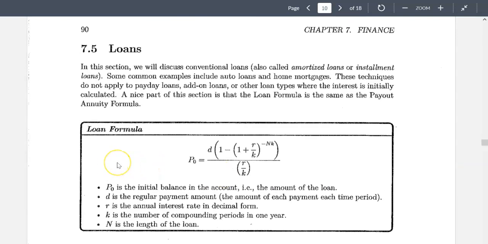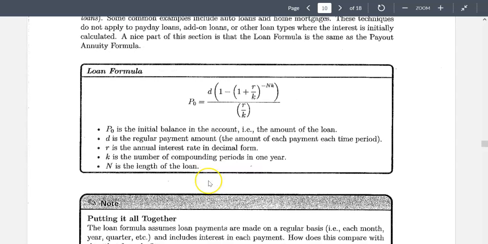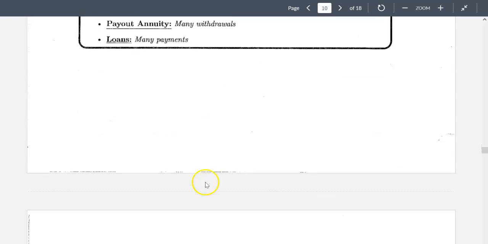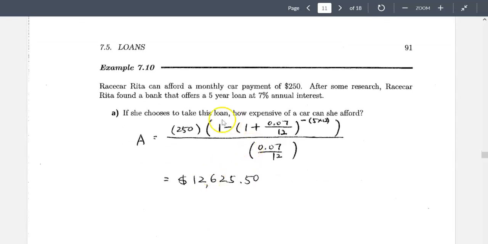Now, how do loans work? If you look, it's the same formula, very, very similar. If you think about it, a loan is like an annuity, but you're putting money in. You pay your loan periodically for a duration of time, so it's basically an application of it. It's just a different usage. Very similar to what we've done before. Say Rita can afford a monthly payment. Monthly gives you the idea that n is equal to 12.